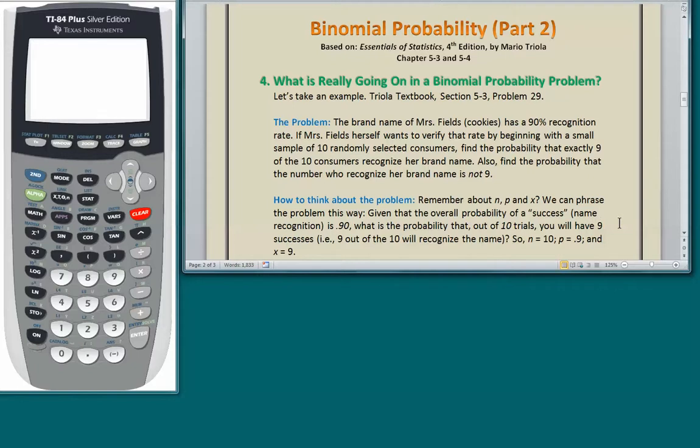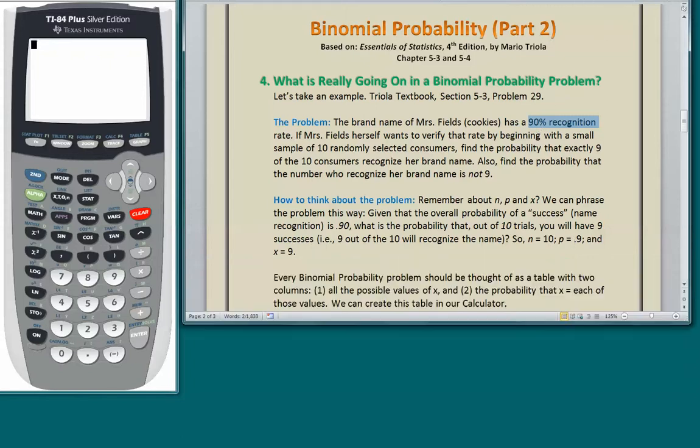What is the probability that out of 10 trials you will have 9 successes? That is, out of the 10 consumers that she's going to talk to, exactly 9 will recognize the name of Mrs. Fields cookies. So when you think of the problem in these terms, then N is 10, P is 0.9, that is the recognition rate. We've converted the percentage to a decimal, which you have to do, and x equals 9.